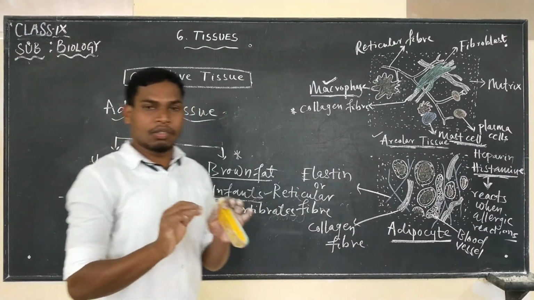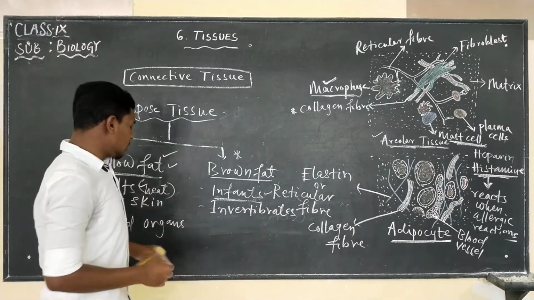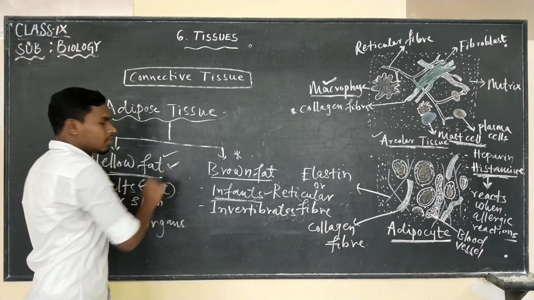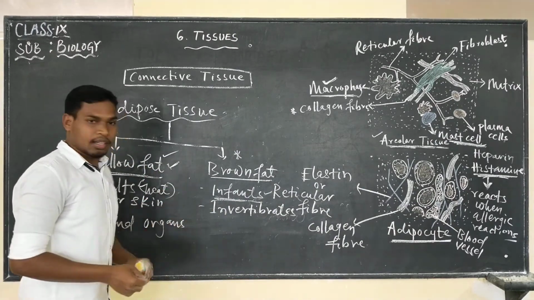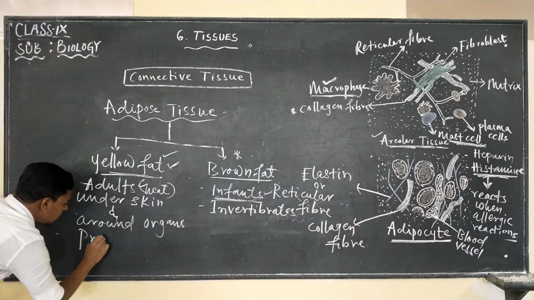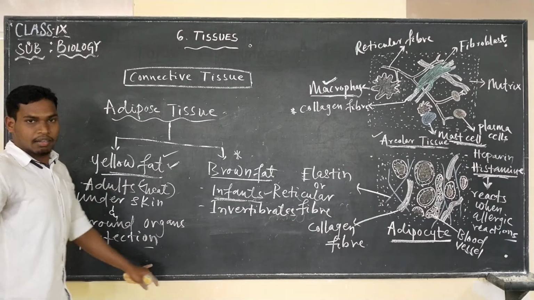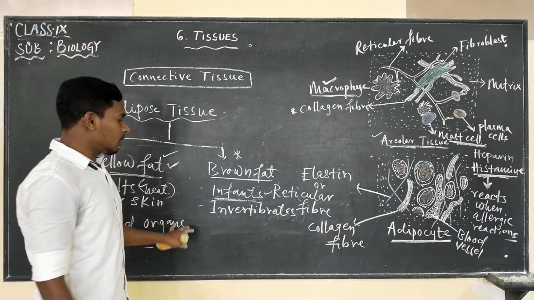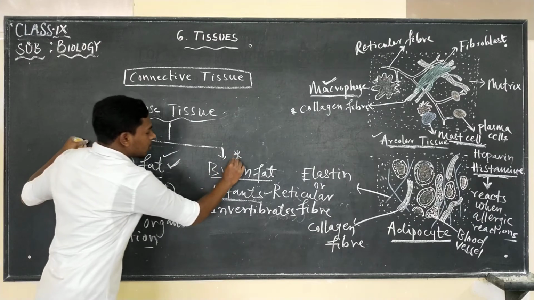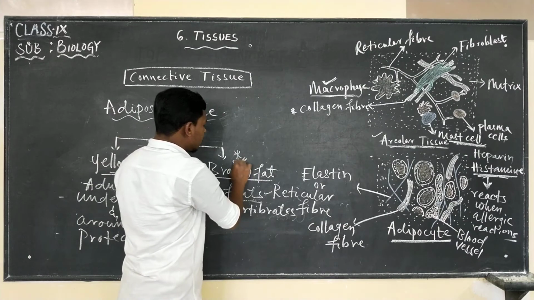Their function is to protect our organs. In the lower region of our body we have many important organs like the kidney, stomach and intestine. This fat surrounds these important organs and protects them. So these are the functions. Based on the functions, we have two types of adipose tissue: yellow fat and brown fat.